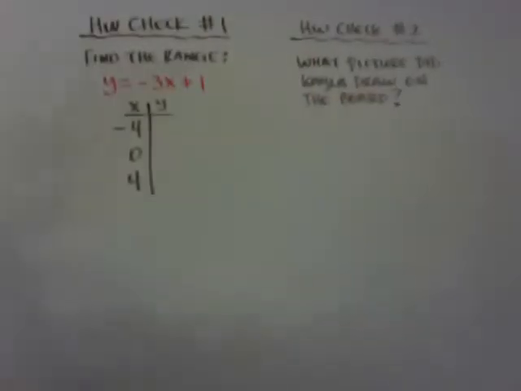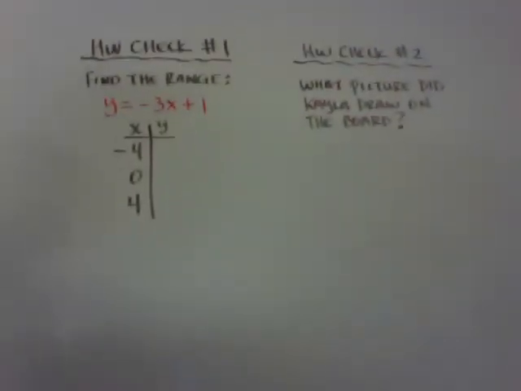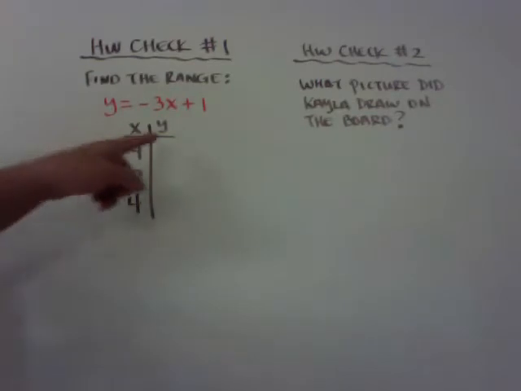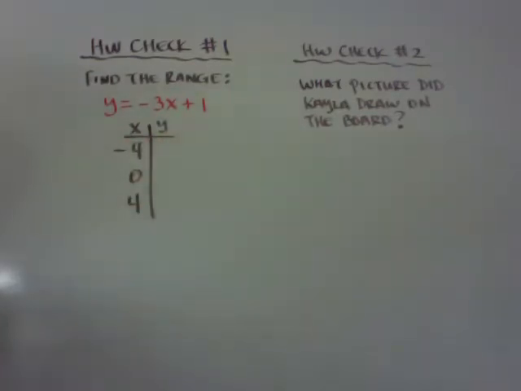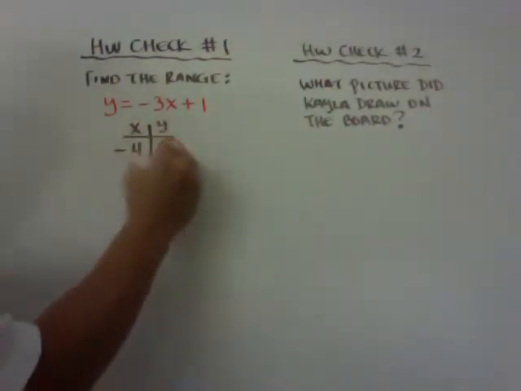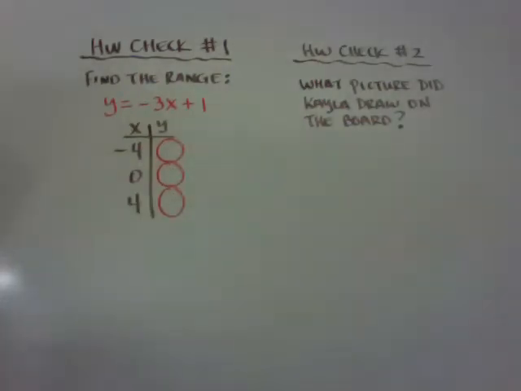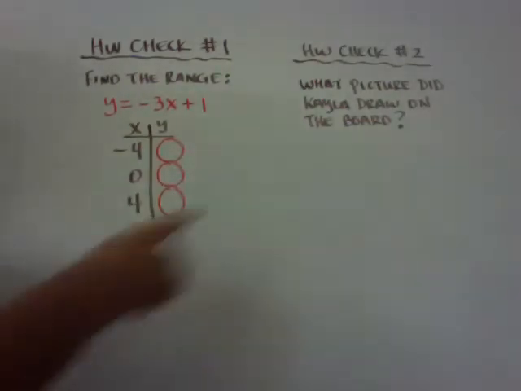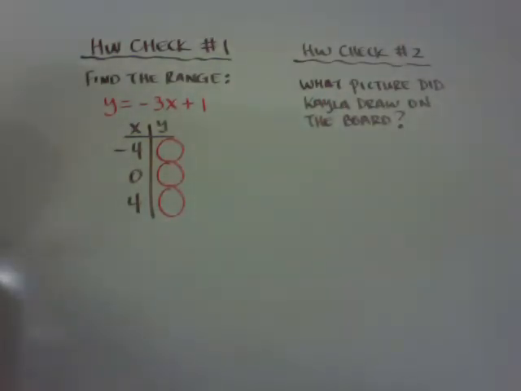Okay, so here is your homework check, number 1 and number 2. Homework check number 1. Find the range, which is also the output or the y coordinates. So the equation is y is equal to -3x plus 1. I want these 3 inputs. You're going to tell me these 3 outputs. So I want you to tell me what this is going to be, what this is going to be, and what this is going to be. Okay, so 3 outputs. Homework check number 2. What picture did Kayla draw for you on the board? Should be pretty simple. So that's section 5.3.